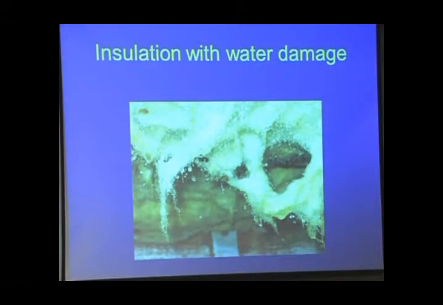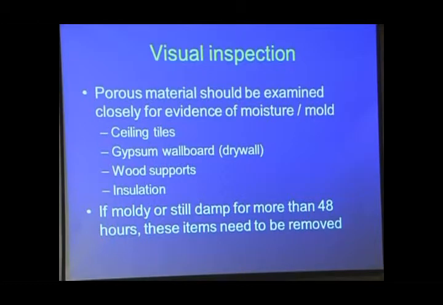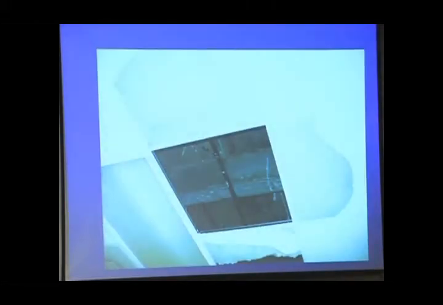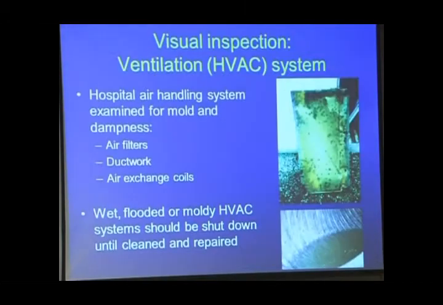So visual inspection is important, and porous material should be examined closely for evidence of moisture or mold. So ceiling tiles, gypsum wallboard or drywall, the wooden supports, and insulation. If it's moldy or still damp for more than 48 hours, then porous items really can't be easily cleaned, and they really need to be removed. So this is an example of ceiling tile. You can see this was a leaky water pipe, and you can see the damage around it. So all those ceiling tiles really need to come out.